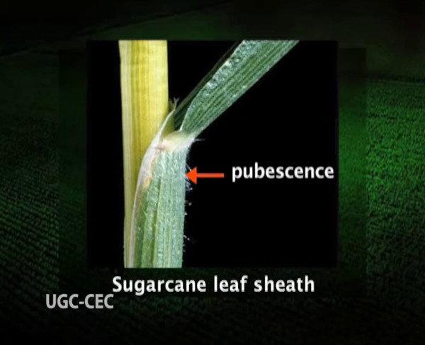Pubescence is not found on the leaf blade of commercial varieties, but does exist in sugarcane germplasm. Sheath pubescence can be used to identify plants.